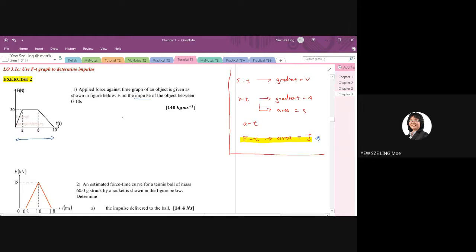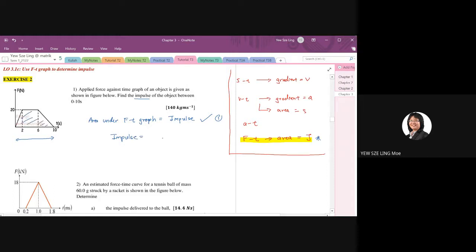The first sentence that you should write is: area under FT graph equals impulse. This statement itself gives you 1 mark in your exam because it represents the concept. This is your K1. It means that you understand the concept. You know which part represents impulse. You know how to find impulse based on the FT graph.